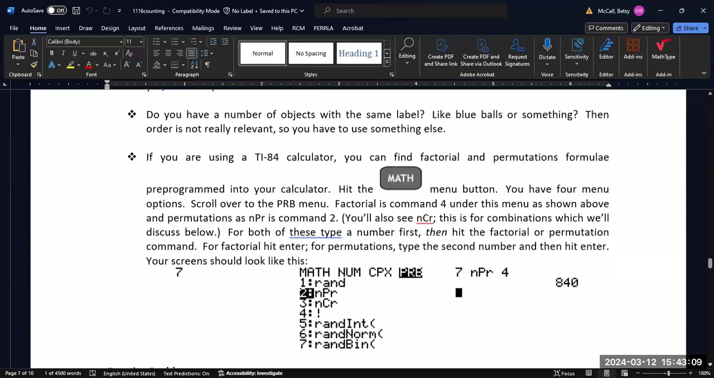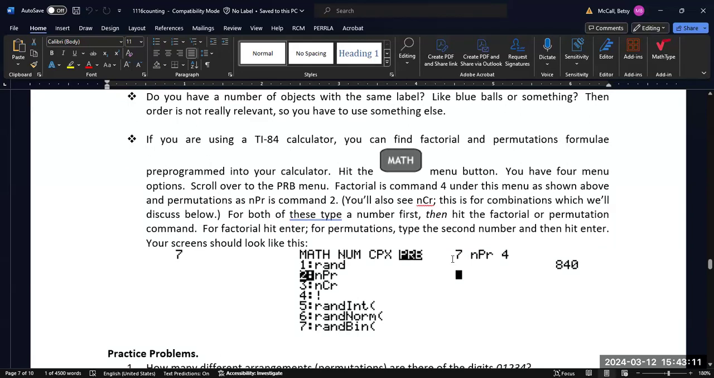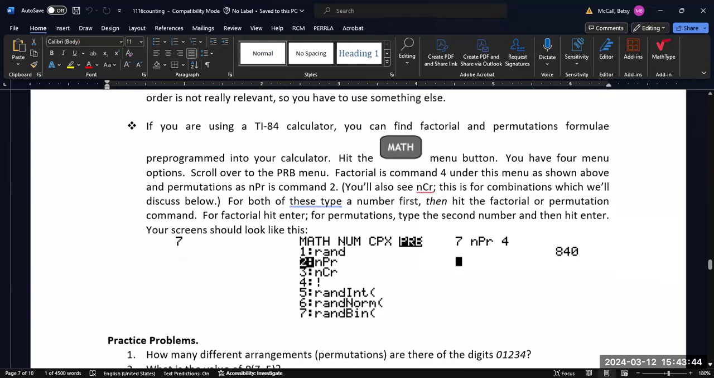And then again, for using this in the calculator, if we wanted to calculate 7 pick 4, or using the permutations formula, 7 objects, we're choosing 4 of them and order matters. So then we would type 7, we would go to the math button, scroll over to the probability menu. The second option on the list would be NPR, and then we would type 4. And then when you hit enter, it will do all of those factorial calculations and canceling for you and get 840.